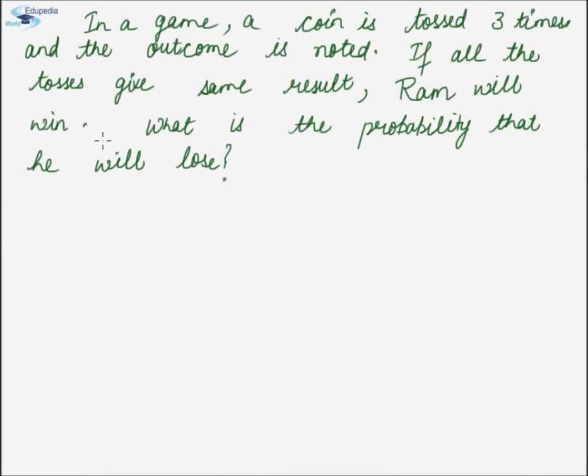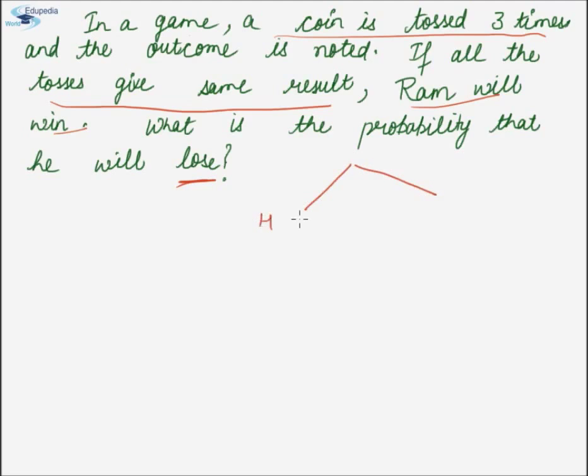In the last question of this video, it is stated that in a game a coin is tossed 3 times and the outcome is noted. If all the tosses give same result, Ram will win. What is the probability that he will lose? Friends, if a coin is tossed, we can get either head or tail.